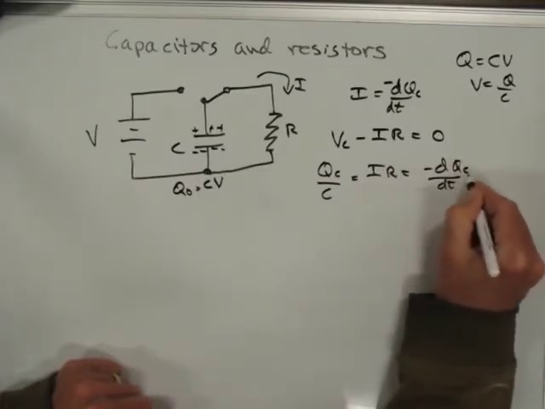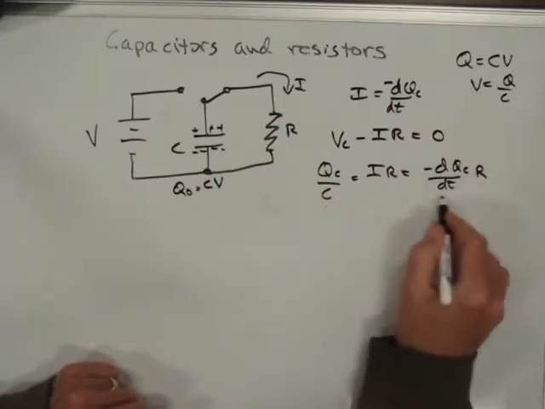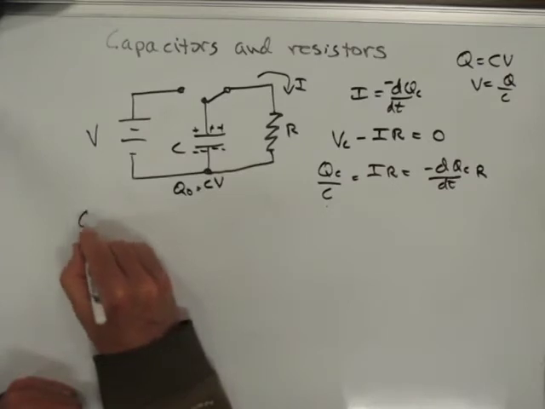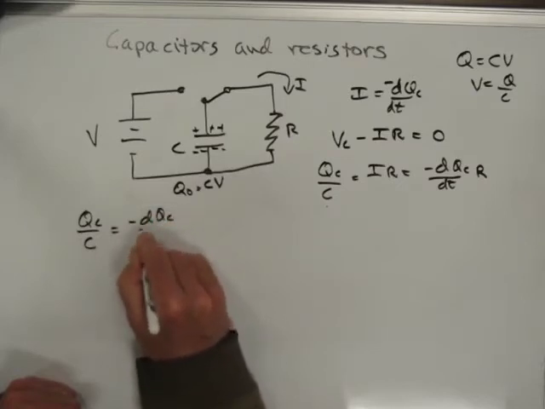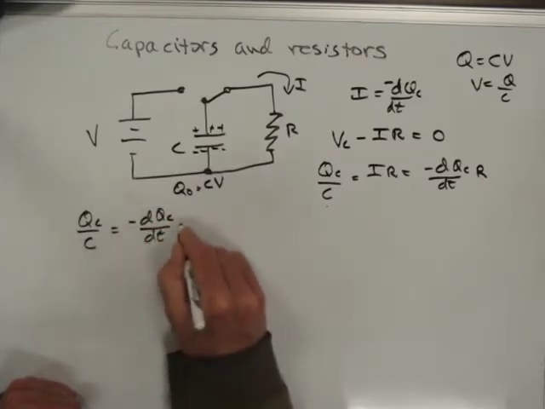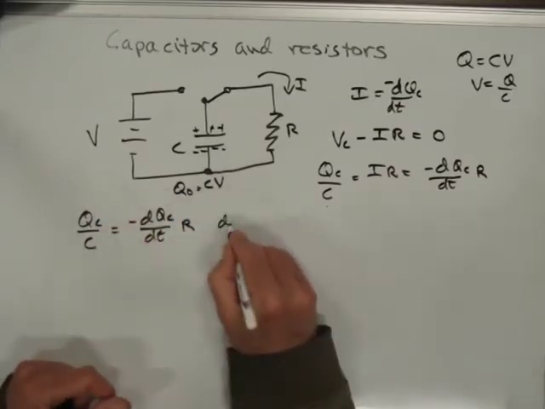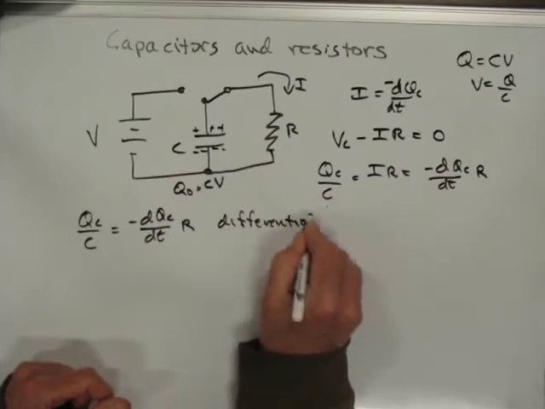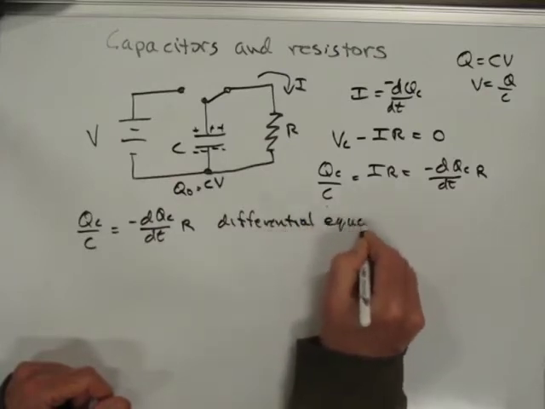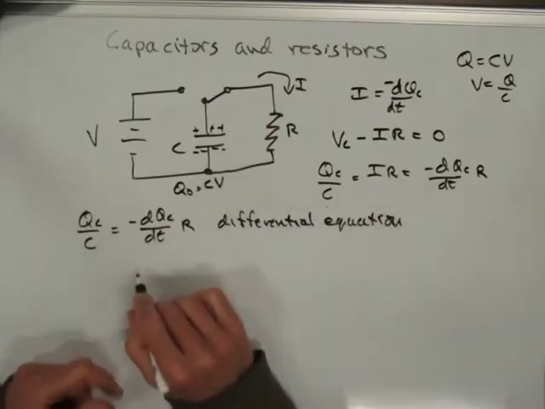over dt times R. And so if you look at these two pieces, I get QC over the capacitance is equal to minus dq on the capacitor dt times R. So this is a differential equation. It's an equation with a derivative in it.